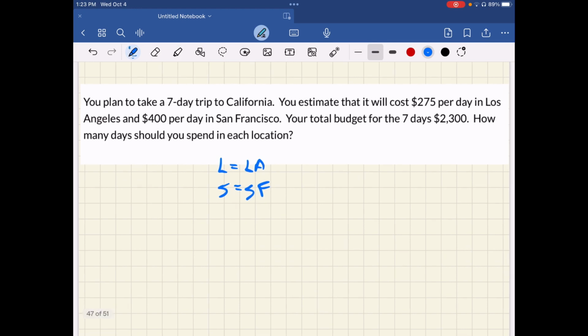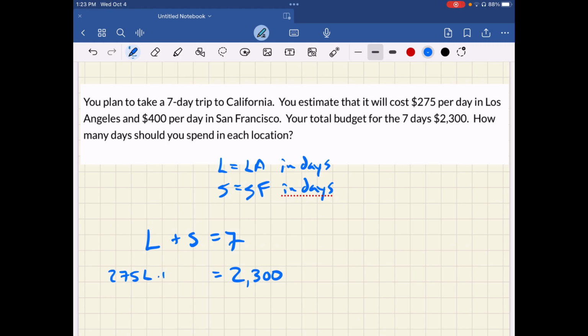But I do know L stands for LA, and that is in days, right? So how many days I spend in LA and San Francisco is also in days. So I know if I take L plus S, I'm going to be gone for a total of 7 days, which I can see right there. Okay, and I also know that I have $2,300 to spend while I'm there. I know it costs $275 while I'm in LA, plus it will cost me $400 for every day I'm in San Francisco.